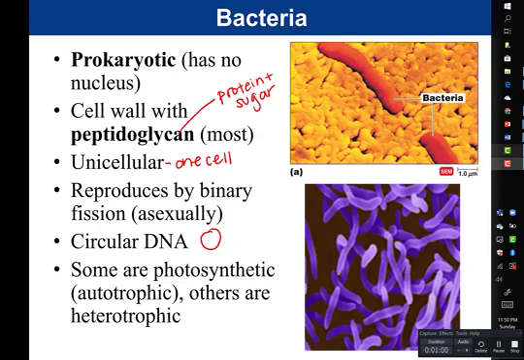Other types of bacteria are heterotrophic. Hetero refers to other, trophic is feeder. So many bacteria are going to be heterotrophic. They have to consume food in order to survive. They're not able to simply just take in and make their own food.